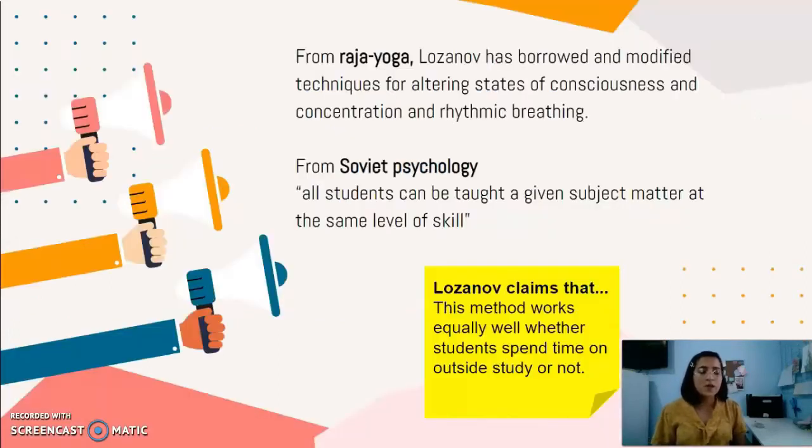And from yoga, Lozanov borrowed techniques for altering states of consciousness and concentration and rhythmic breathing. And from Soviet psychology, Lozanov took the notion that all students can be taught a given subject matter at the same level of skill. He promised success for the gifted and ungifted students alike. And he claimed that this method works equally well whether students spend time on outside study or not.